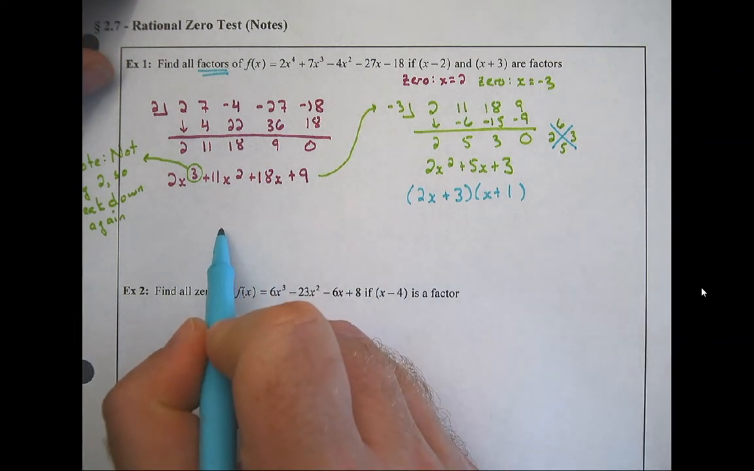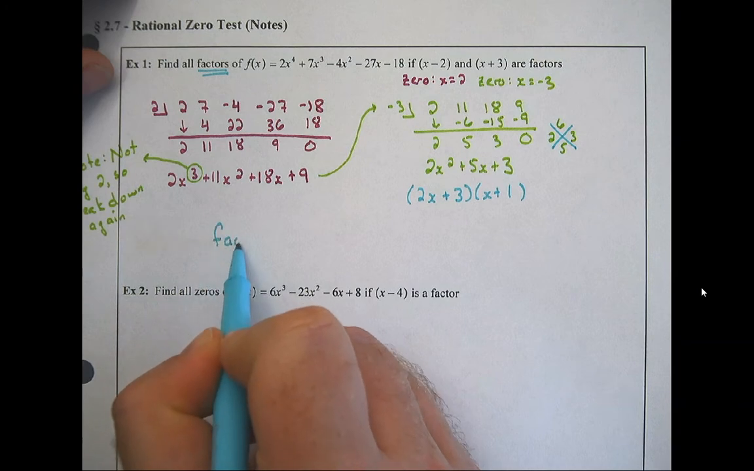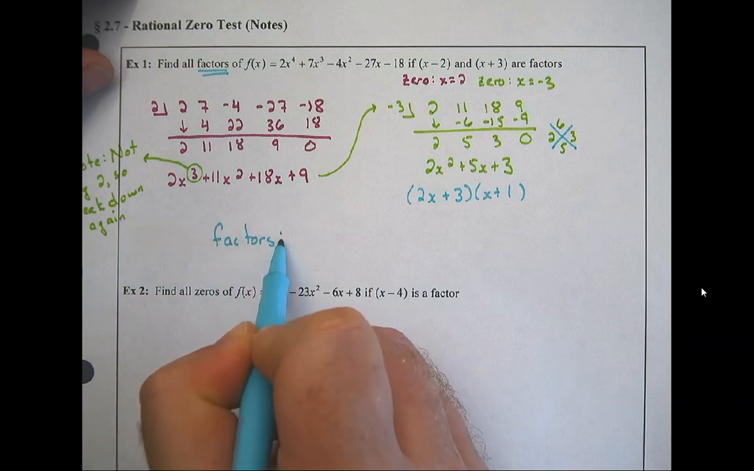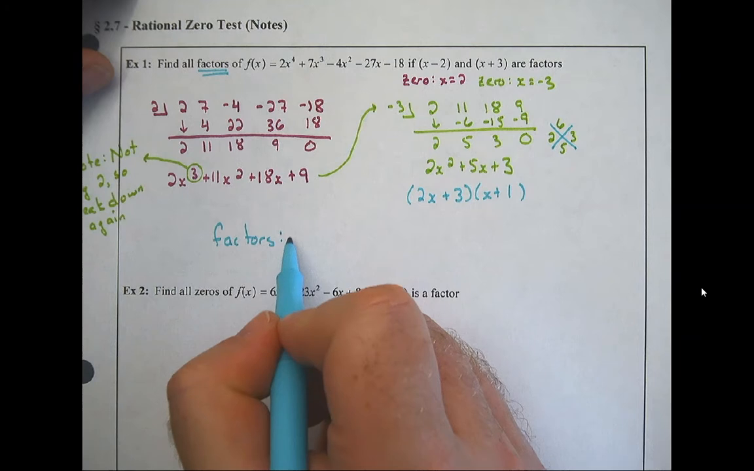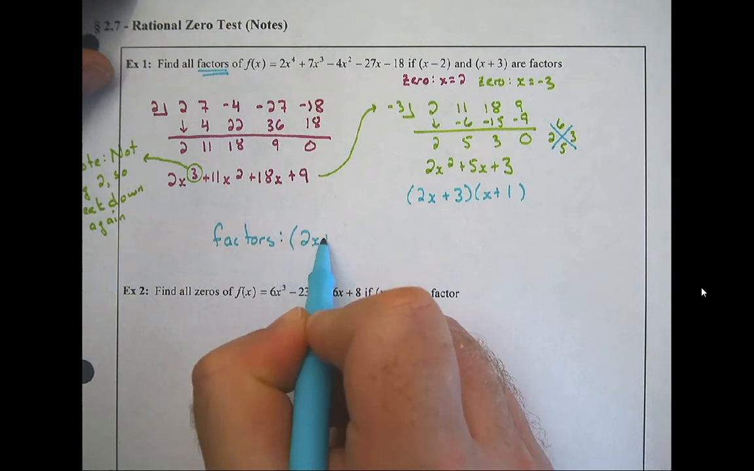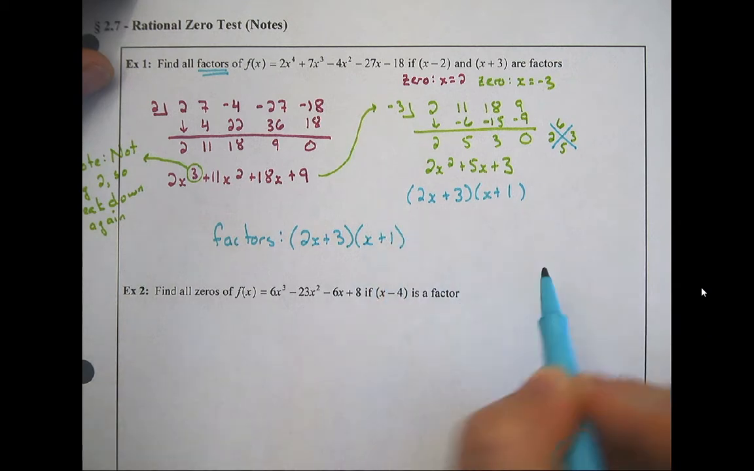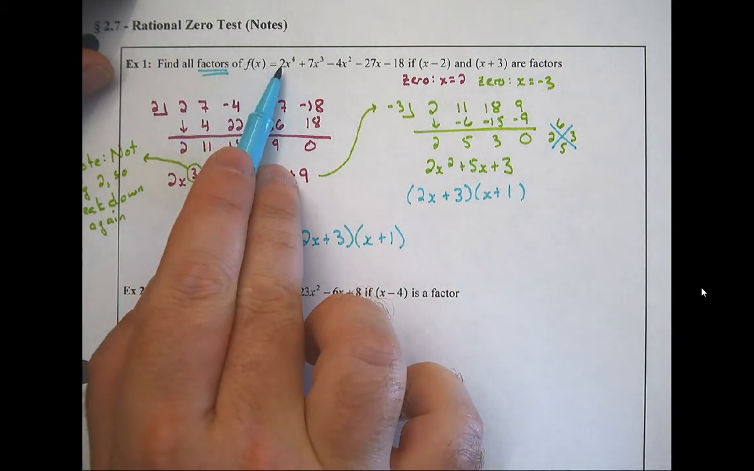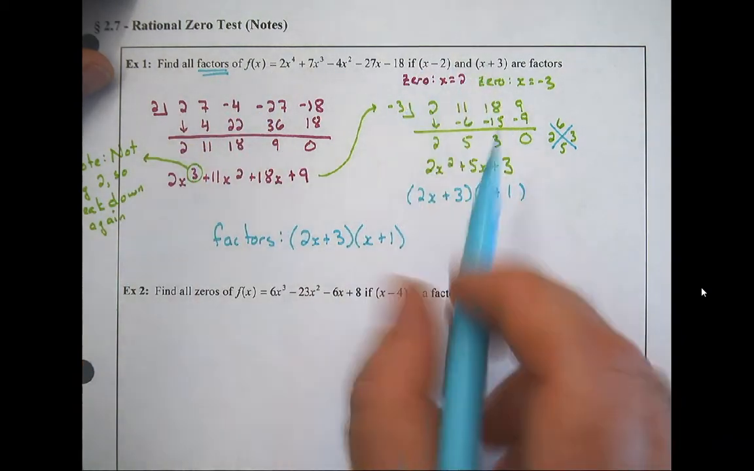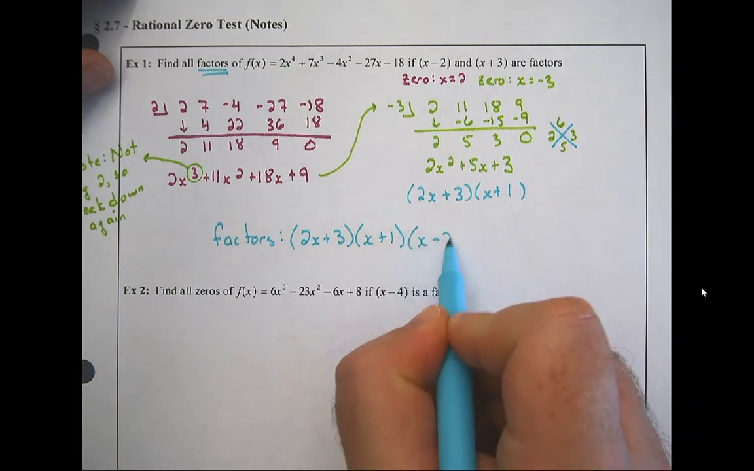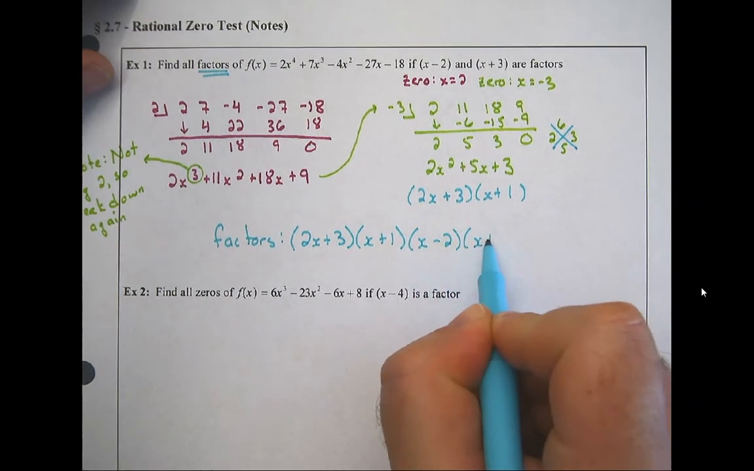This wants all the factors. So we found 2 factors, 2x plus 3 and x plus 1. But remember, we're supposed to have 4 factors because this is an x to the 4th. Well, they gave us 2 of them: x subtract 2 and x plus 3.